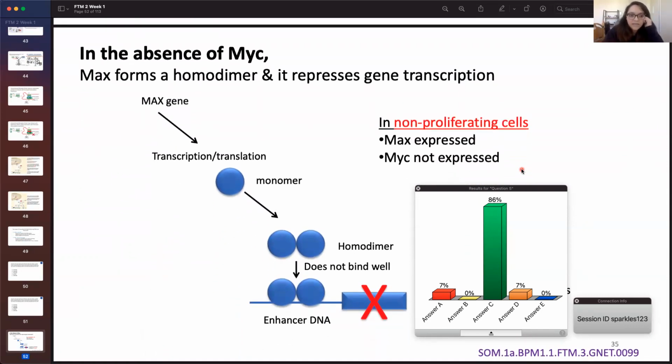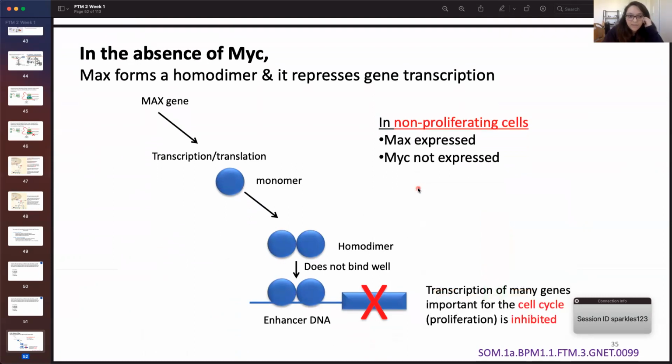So here you can see that when Myc isn't present, Max is just going to form a homodimer with itself, and it's going to repress gene transcription because it doesn't really bind that well to this enhancer DNA sequence. So if Max is desperate, Max will form a homodimer with itself, but it prefers when Myc is present, because when Max and Myc form a heterodimer, then things start moving smoothly and you end up getting your transcription, or your cell cycle will progress. And let's go to the next slide.